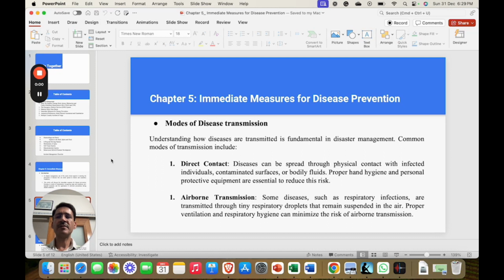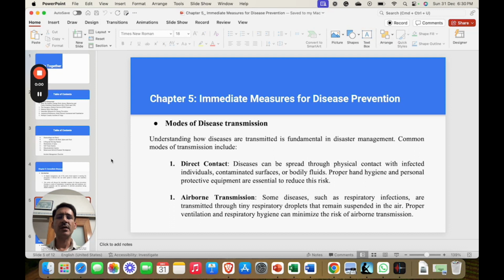Modes of disease transmission. Understanding how diseases are transmitted is fundamental in disaster management. Common modes of transmission include direct contact. Diseases can be spread through physical contact with infected individuals, contaminated surfaces, or bodily fluids. Proper hand hygiene and protective equipment are essential to reduce this risk.